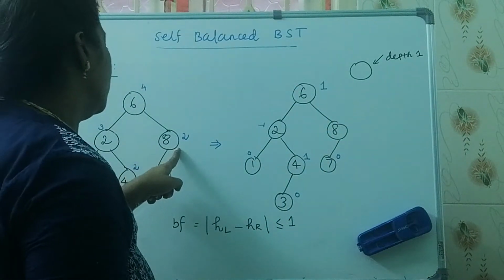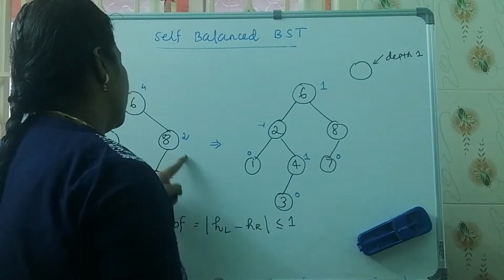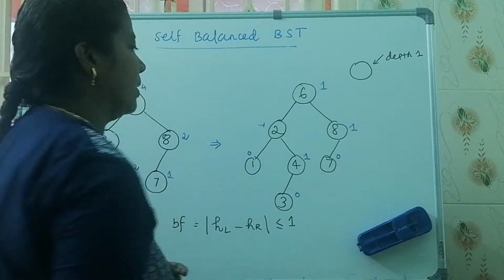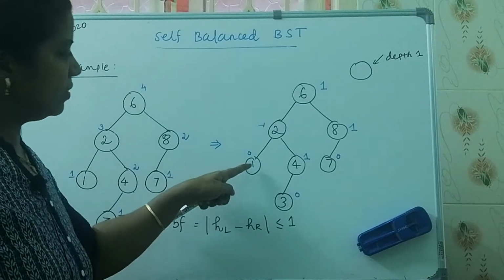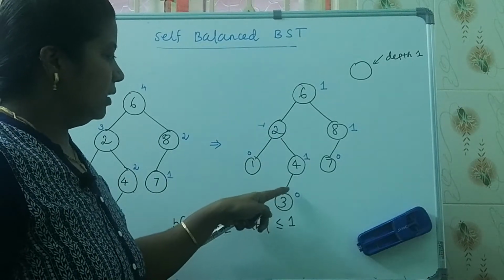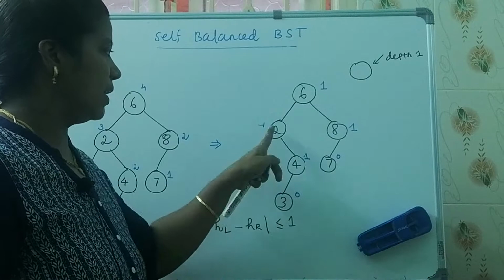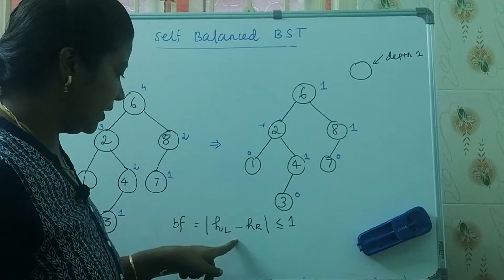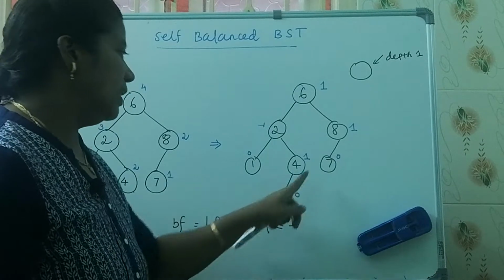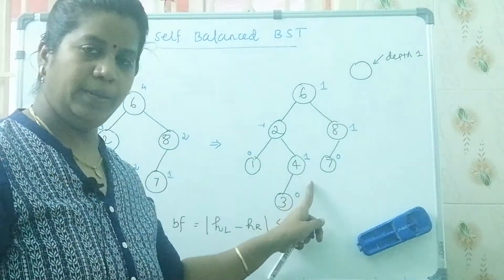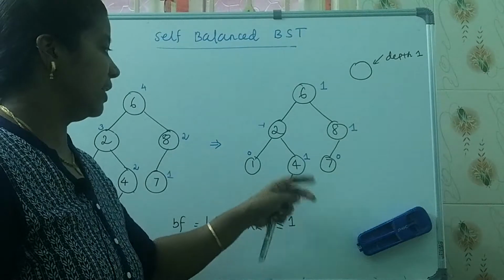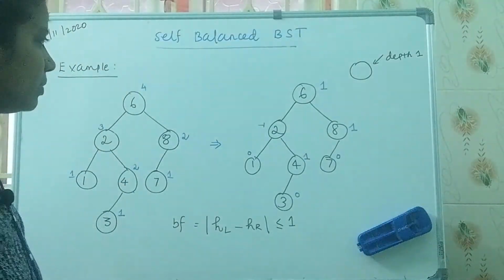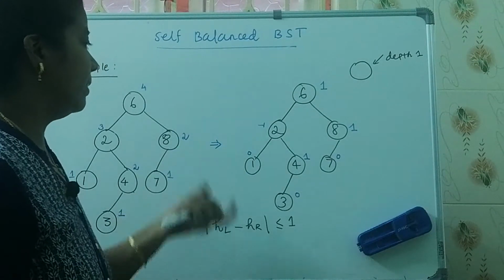So these are the balance factors. Now for this node, left subtree is 1, and it does not have any right subtree, so the balance factor for this node is 1. Now you see, balance factor for every node is either 0, 1 or minus 1. So it satisfies the property which is defined over here. Hence this binary search tree is said to be self-balanced, or we can say that it is a balanced binary search tree.